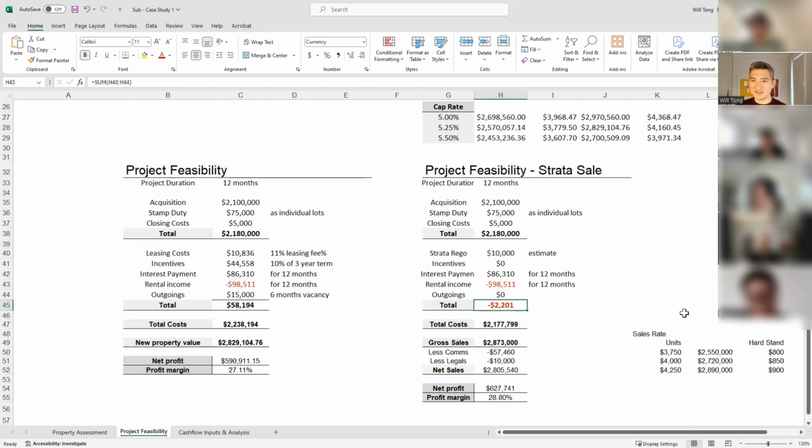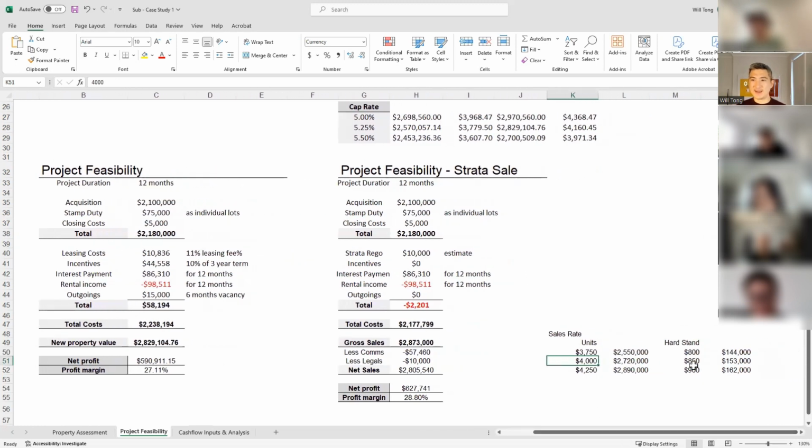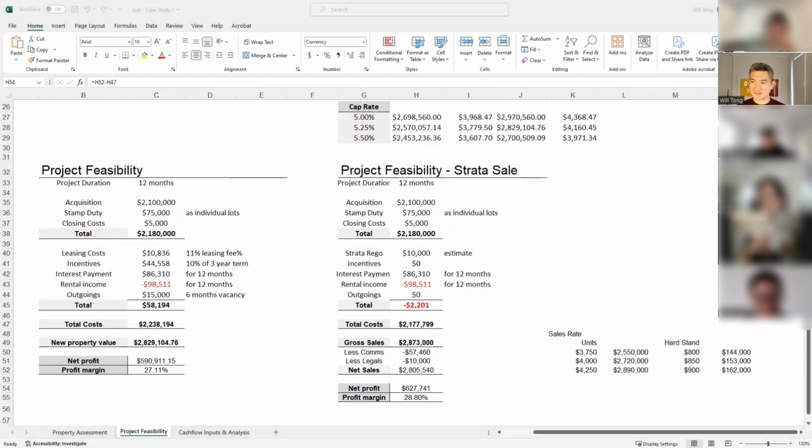But now looking at the sell price, our feasibility was based on 4 grand per square meter for the units, and about $850 per square meter for the hard stand. So if we decided to sell everything, we would have walked away with about $630,000 in net profit. Right, so that's pretty good, right?